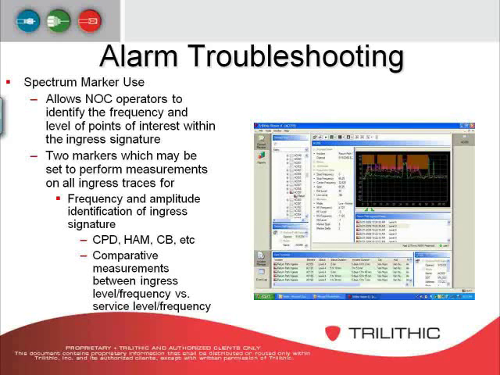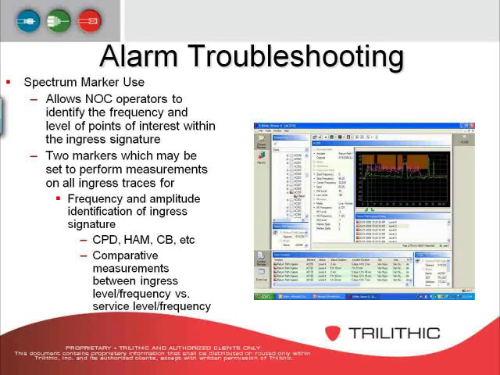Spectrum marker use. That allows the NOC operators to identify the frequency and level of points of interest within that ingress signature. So in this particular Viewer 2, it has 2 markers which may be set to perform measurements on all ingress traces for frequency and amplitude identification of ingress signatures.